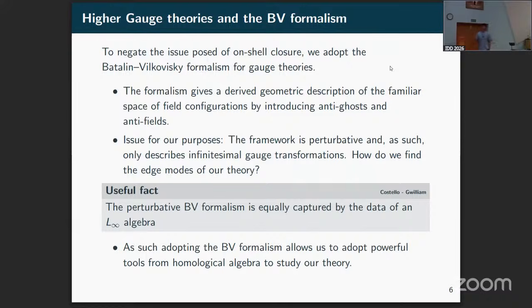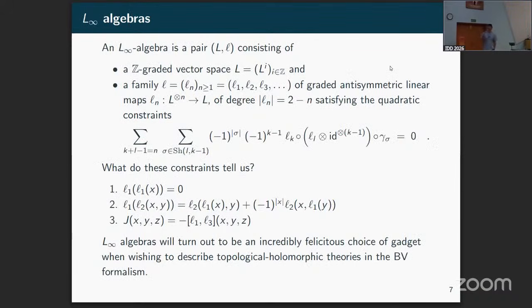So when we consider a BV formalism as an L-infinity algebra, we actually have a lot of tools from homological algebra that might be able to help us when it comes to describing theories in this framework. So this L-infinity algebra I've just mentioned is a bit of a gadget, and I think it's not fair to assume that anyone knows what it is, so I've spent a little slide trying to introduce it nicely. So all it is is a Z-graded vector space. So it's just a lot of vector spaces.